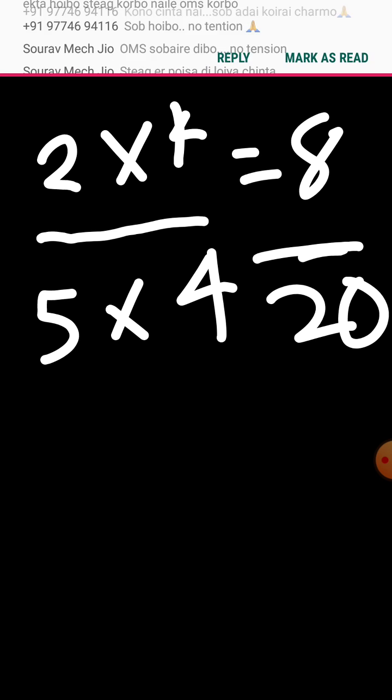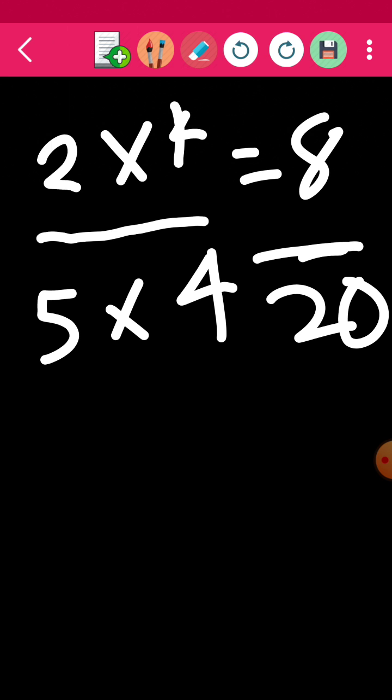So when we are doing it, 5 into 4 is 20 and 2 into 4 is 8. Then one confusion may happen: we can also do 10 into 2 equals 20, but we will not do that, because in the denominator part we need to have the LCM. Whatever we multiply the denominator with, we need to multiply the numerator with it also.